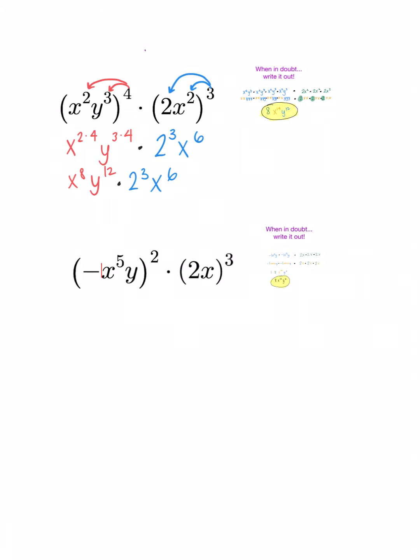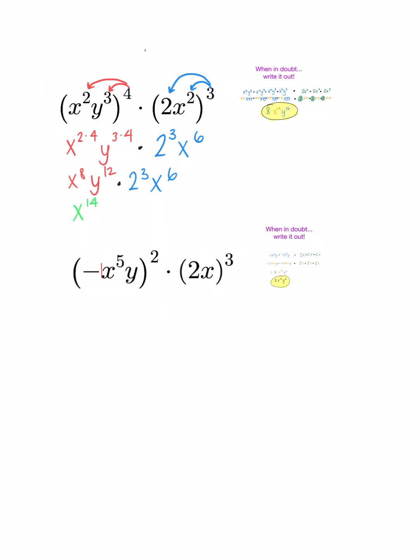Now it's time to put into practice that first rule that we learned, and that rule said that we can add the exponents if two terms have the same base and they're being multiplied. Well, this term and this term both have the same base of x, and they are being multiplied, so we can add their exponents. That would give us x to the 8 plus 6, or x to the 14th.